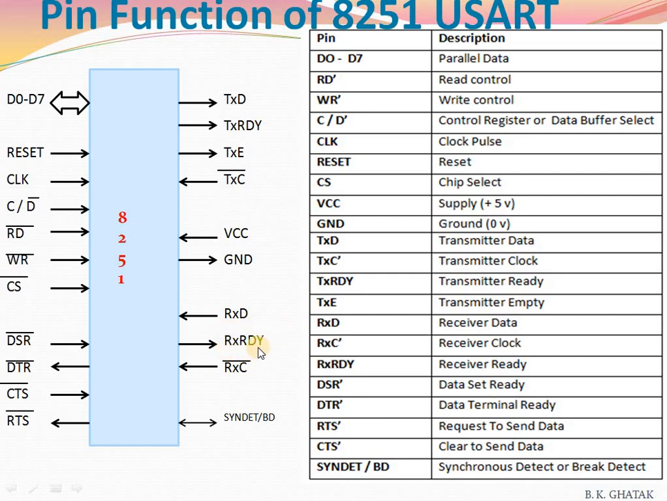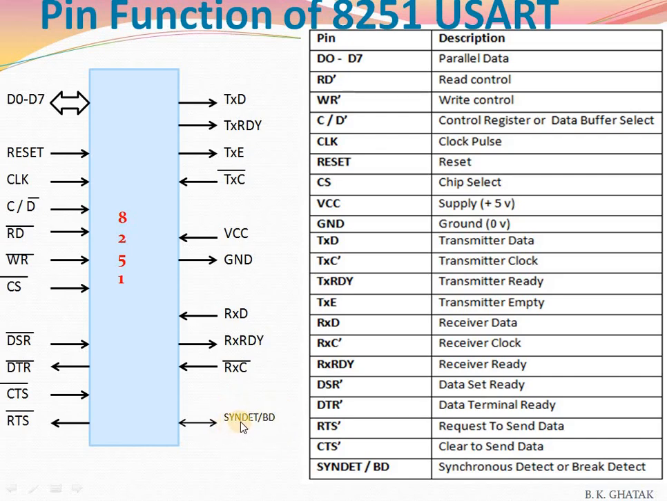Next one is RXRDY. RXRDY means receiver ready. This is an output signal. When it goes high, the USART has a character in the buffer register and is ready to transfer it to the MPU. Clear? This line can be used either to indicate the status or as an interrupt to the MPU. When the MPU reads the data character, RXRDY will be reset by the leading edge of the RD bar signal. Clear?